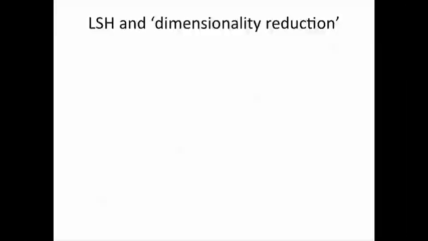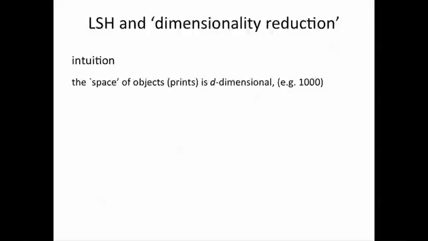There is an important intuition behind LSH and similar concepts called dimensionality reduction. Now, think of the space or the collection of objects. For example, you can think of fingerprints. It's d-dimensional, where d is 1,000, because every print can be represented by a d-dimensional vector which has ones and zeros, ones where there are minutiae and zeros where there are not. 1,000 because we had a 25 by 40 grid.